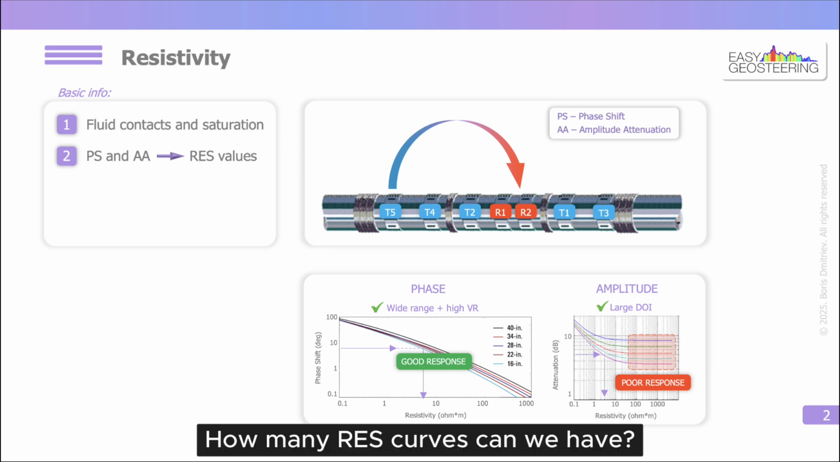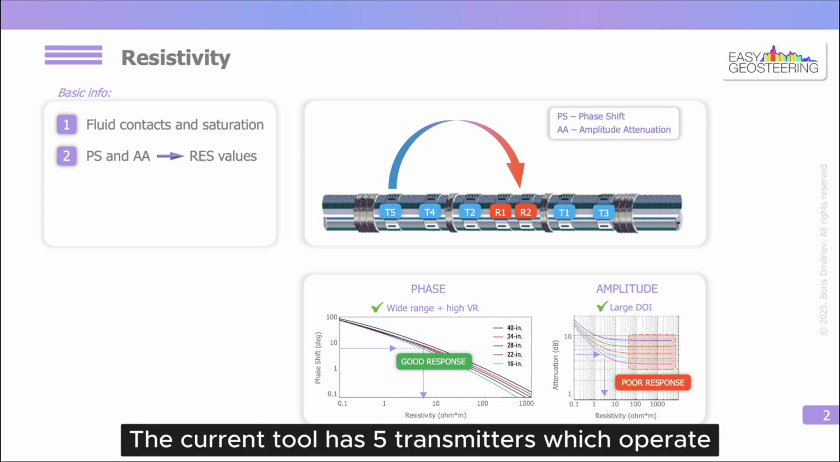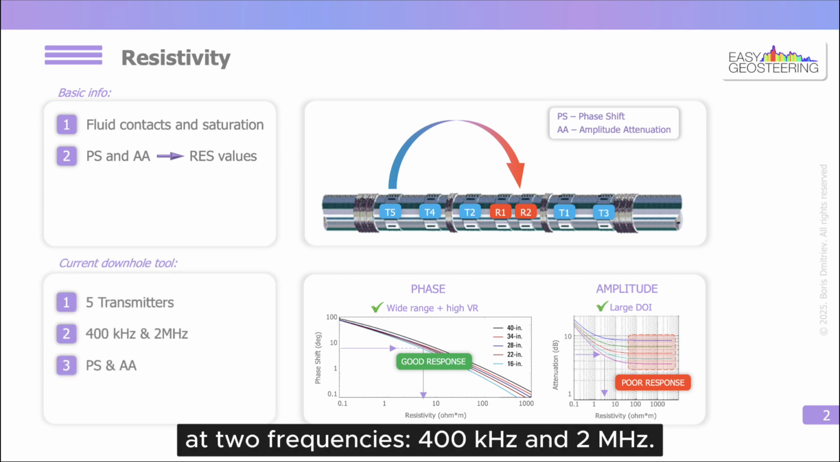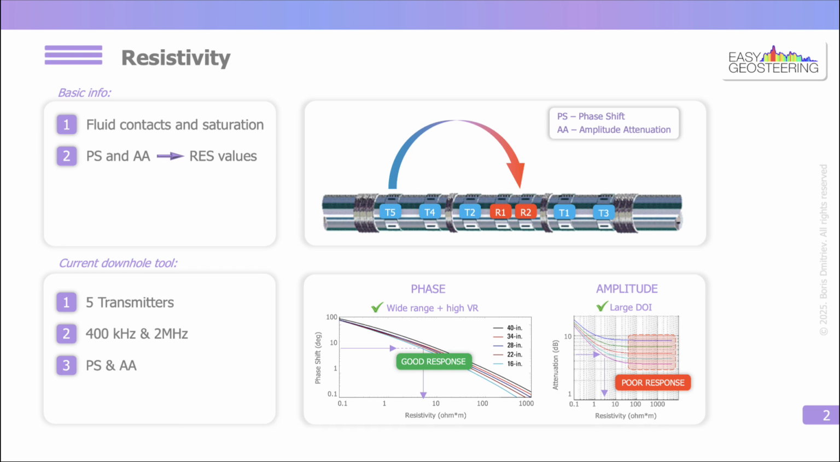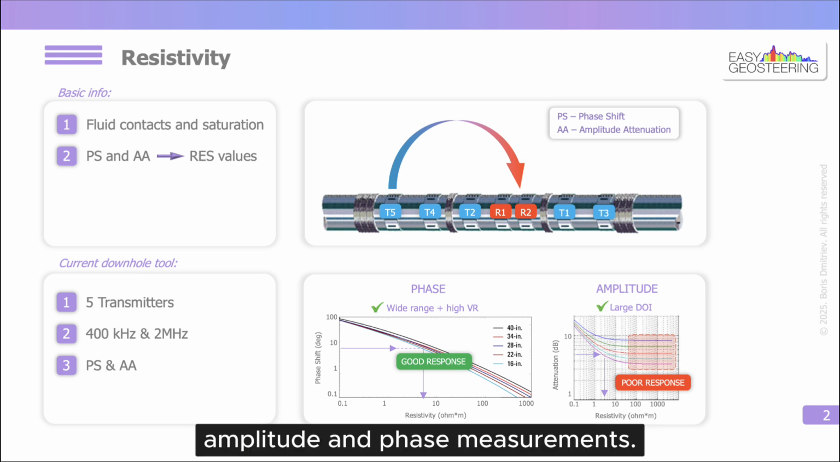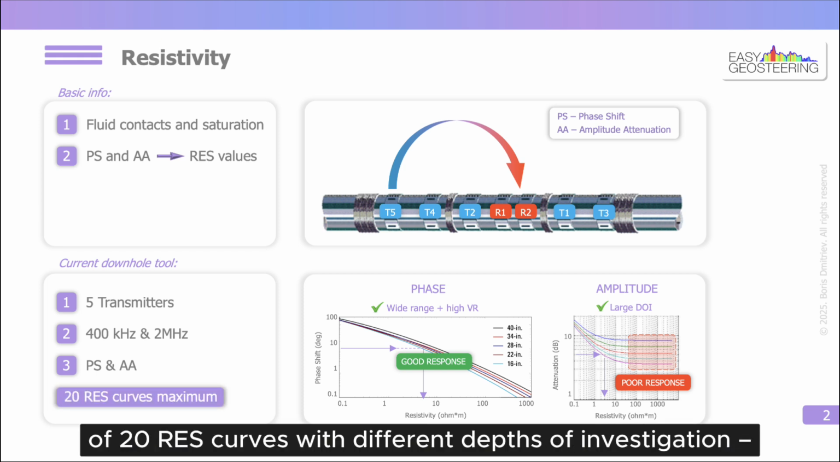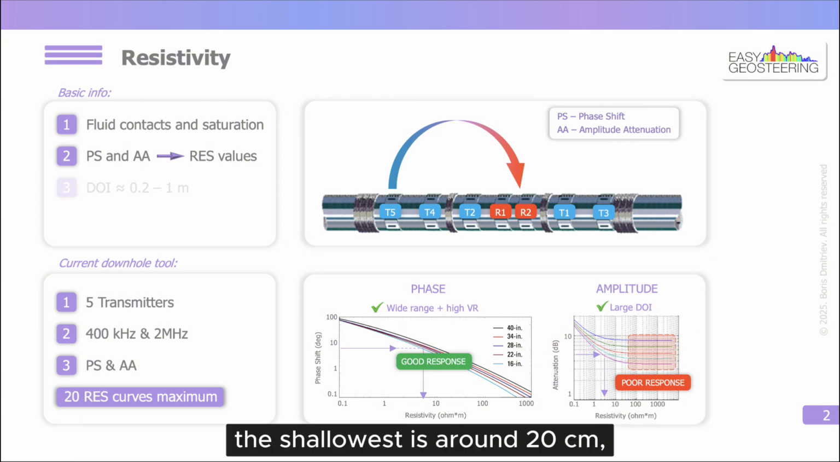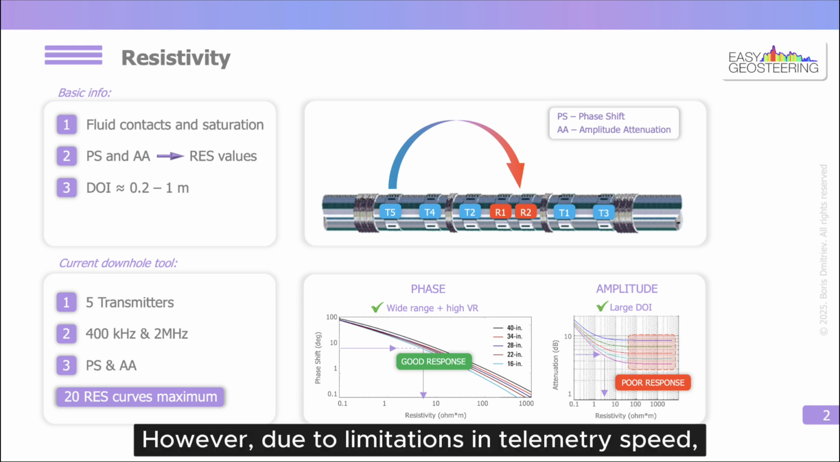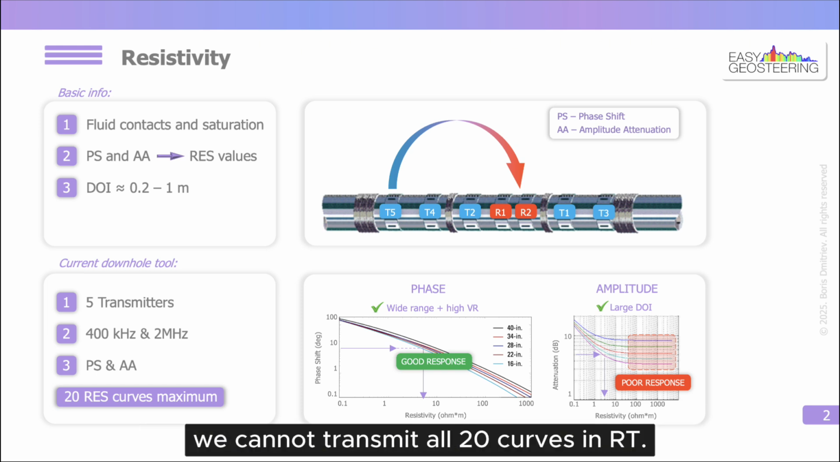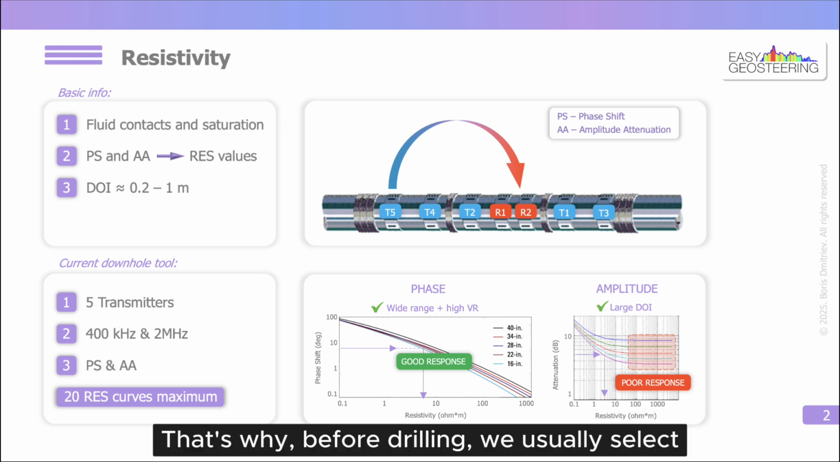How many resistivity curves can we have? The current tool has 5 transmitters which operate at 2 frequencies, 400 kHz and 2 MHz. Additionally, we have both amplitude and phase measurements. It means with this setup we can obtain a maximum of 20 resistivity curves with different depths of investigation. The shallowest is around 20 cm and the deepest is around 1 meter. However, due to limitations in telemetry speed, we cannot transmit all 20 curves in real time. That's why before drilling we usually select 3 curves that best describe the current geological cross-section and refer to them as relatively shallow, medium and deep.